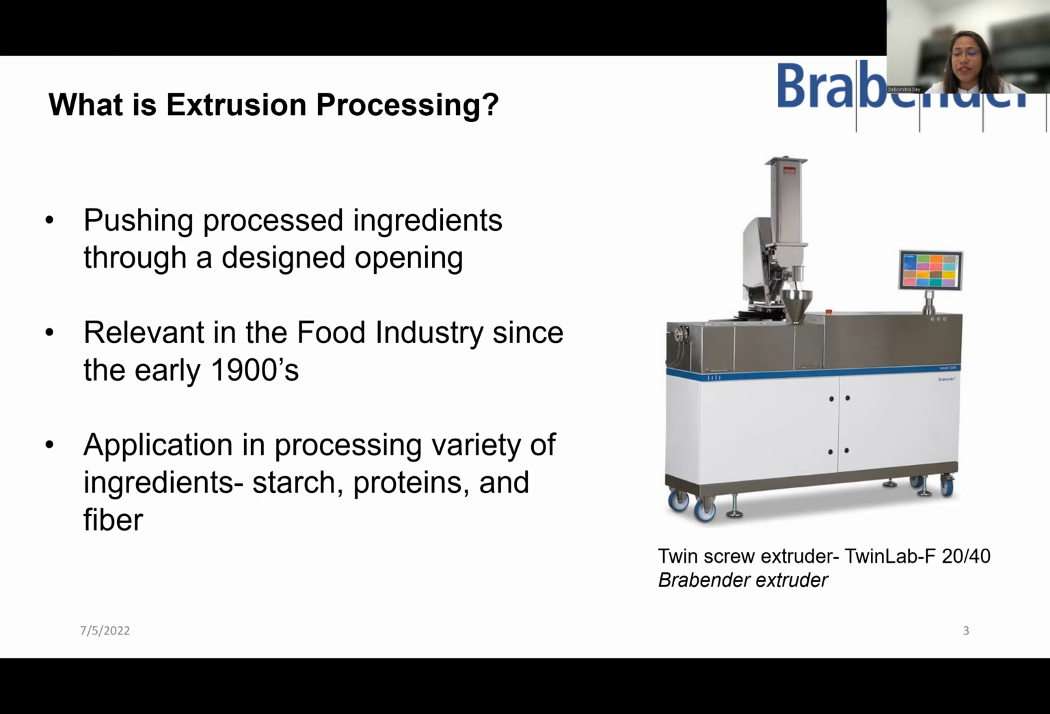And because of this versatility, extrusion has found application in a number of industries, right from rubbers, plastics, and polymers, even in the food industry. Extrusion processing was introduced in the food industry in the early 1900s. And since the beginning, it has been used for processing a lot of products like breakfast cereals, pastas, and noodles. And now we see a lot more application of this processing technology.